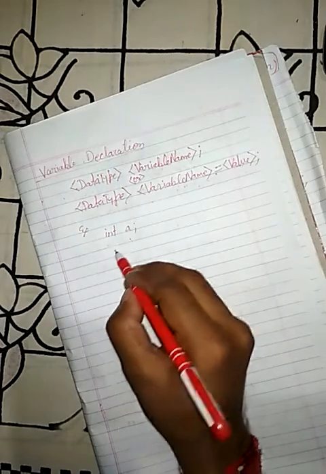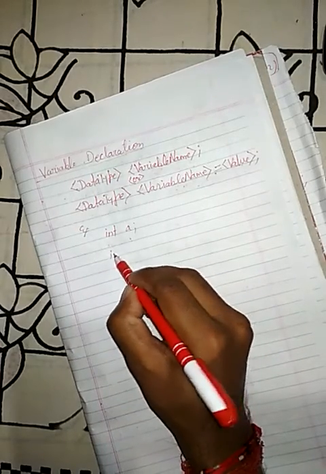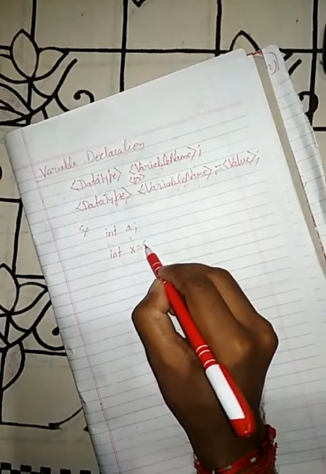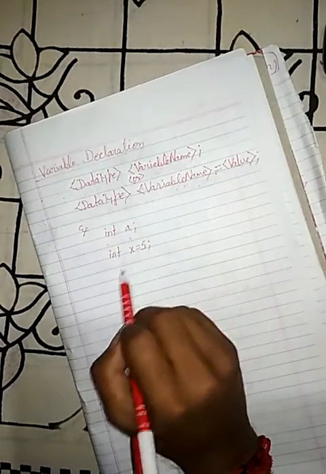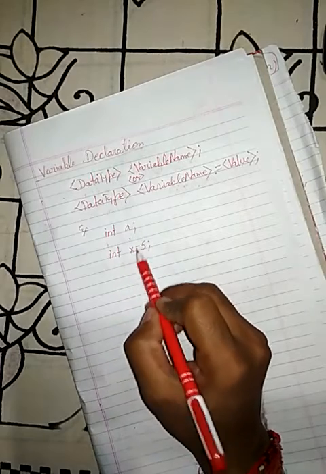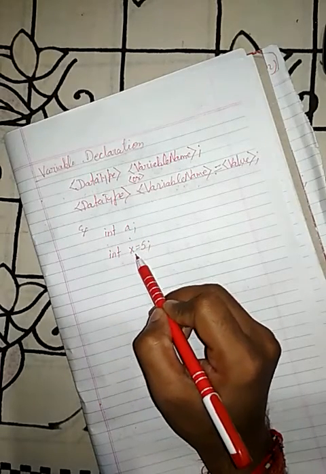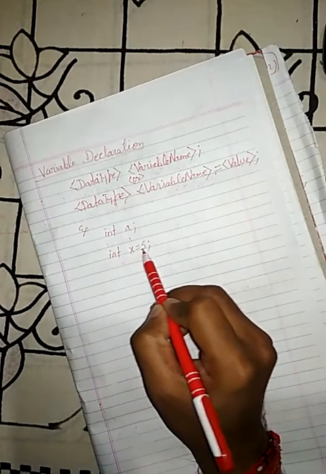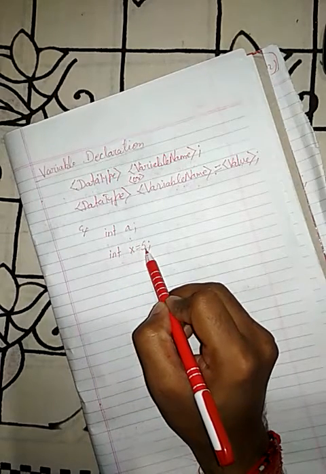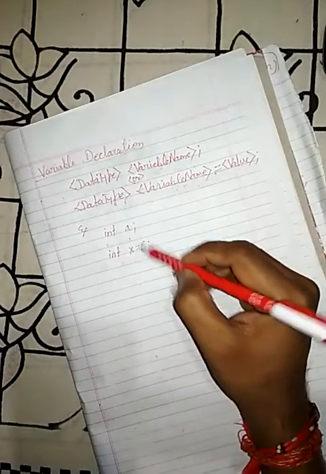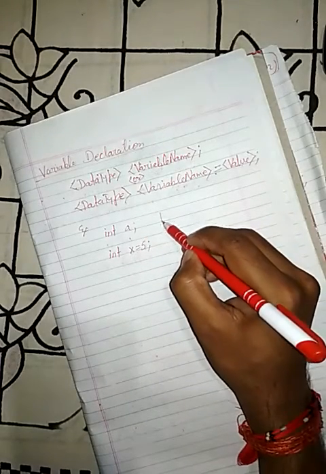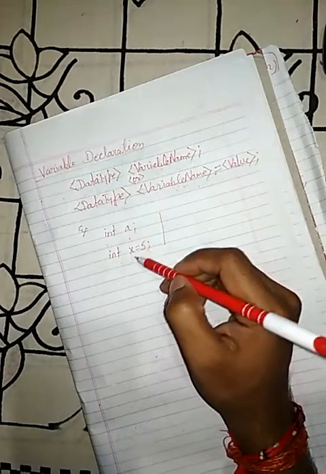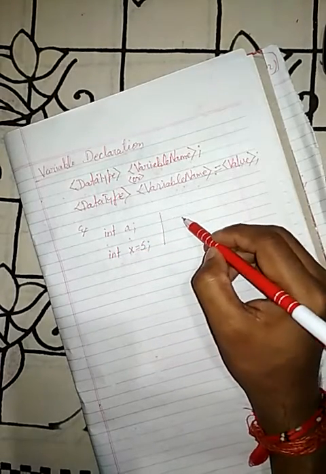Okay, if I'm writing the second type, we can write like int x is equal to 5. Here the second type is like this. This is also a variable declaration using initialization. Okay, int x is variable declaration and x is equal to 5 is called initialization of the variable. Okay, this is called variable declaration. It is not necessary to always use integer. You can use your data type as per your requirement, as per your value.